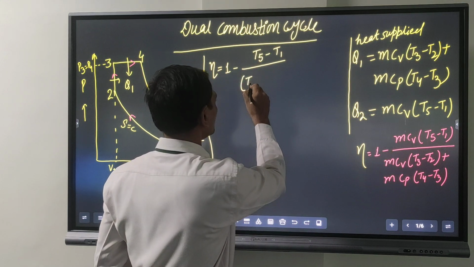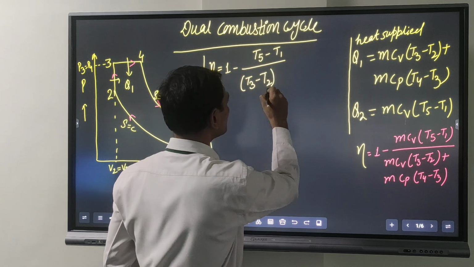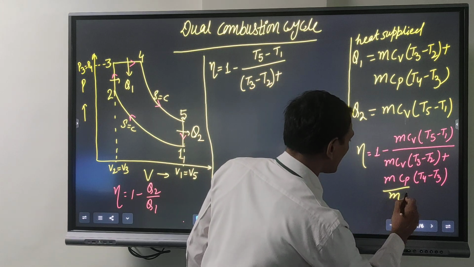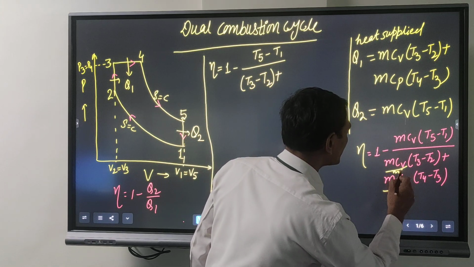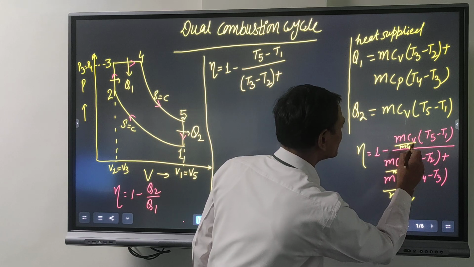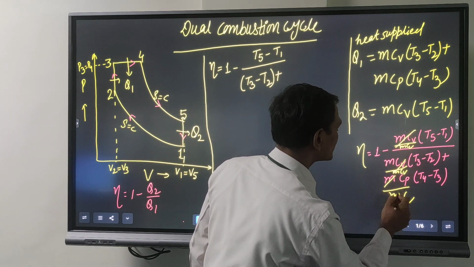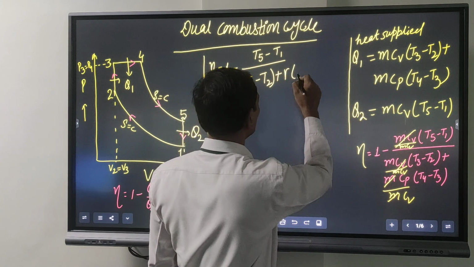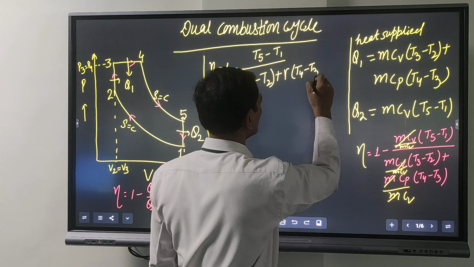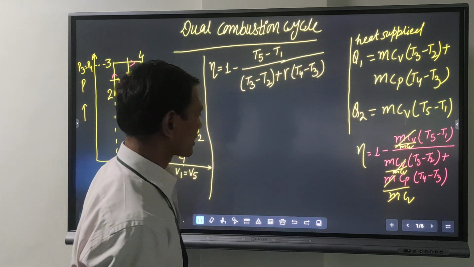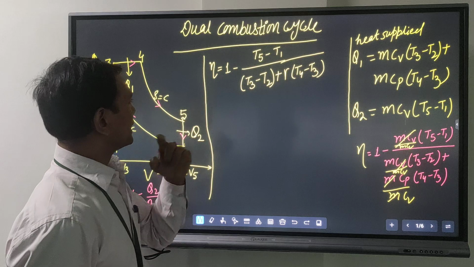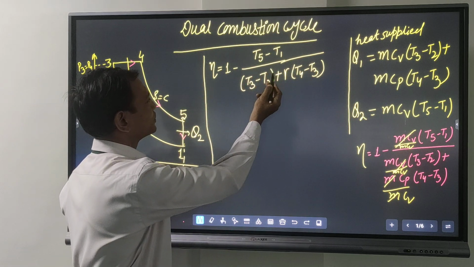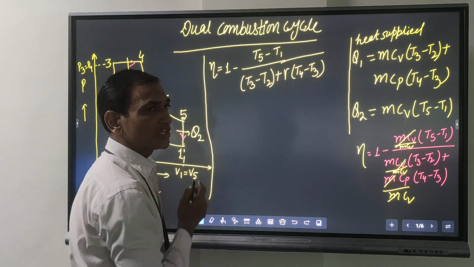so here T3 minus T2 plus, here divided by m Cv, and here also divided by m Cv. Both will be cancelled. Cp by Cv is equal to gamma, the adiabatic index. Here T4 minus T3. Okay. Now I have to convert all of the temperatures T1, T2, T3, T5 in terms of T4.